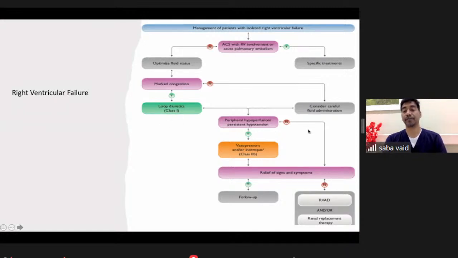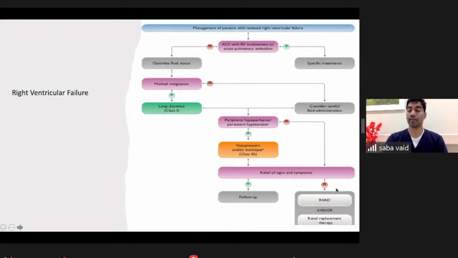If these patients also have signs of poor perfusion, which affects the forward flow as well, automatically we introduce inotropes, and if there is a need, we may also have to introduce vasopressors for these patients. So ultimately, if there is a combination of congestion as well as poor perfusion, that is poor forward flow, you add diuretics for the congestion and you add vasopressors and inotropes to augment the forward flow. If there is relief of symptoms, well and good, you continue management.